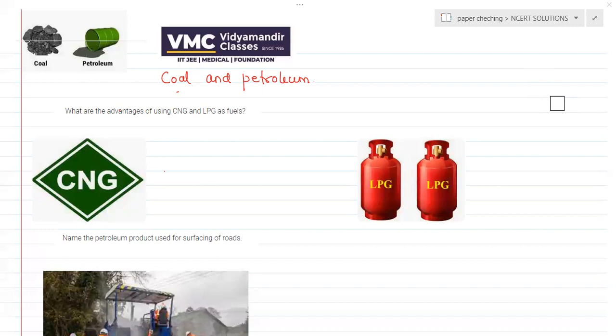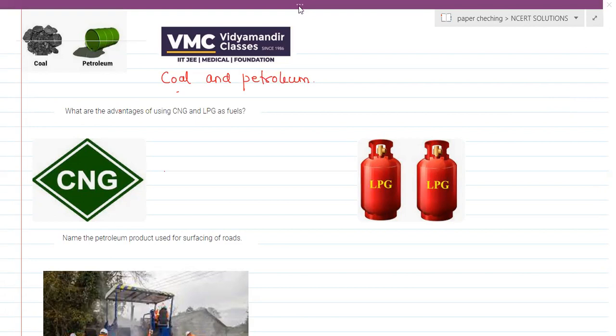What are the advantages of using CNG and LPG as fuel? You must know that the full forms of CNG and LPG are also very important. CNG stands for compressed natural gas and LPG stands for liquefied petroleum gas. This question can be asked in many forms. It can also be asked to write the definition of an ideal fuel. So let's answer this question.